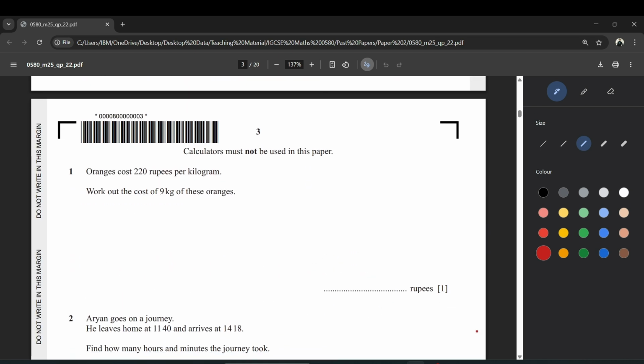Now, calculators must not be used in this paper. Okay, so this is a non-calculator based paper, so you are not allowed to use a calculator throughout the exam.